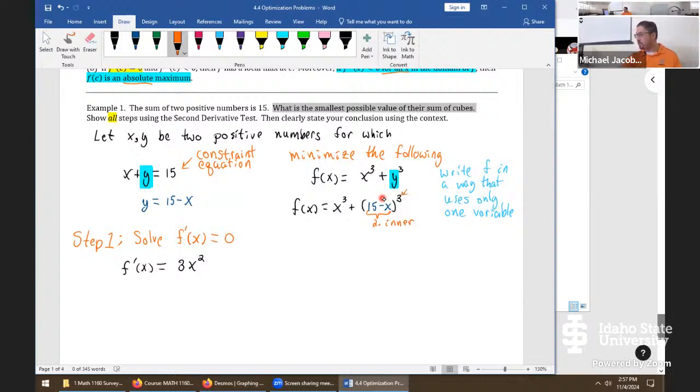Outer function is the power 3 function. So differentiating means first 3 will come down. New power on that group is power 2. Multiply by the derivative of whatever is inside that group, and it's 15 minus x.